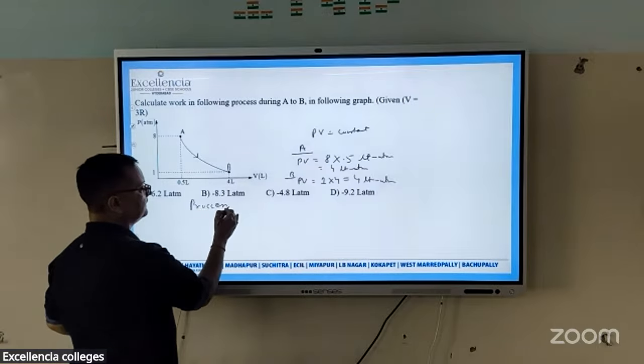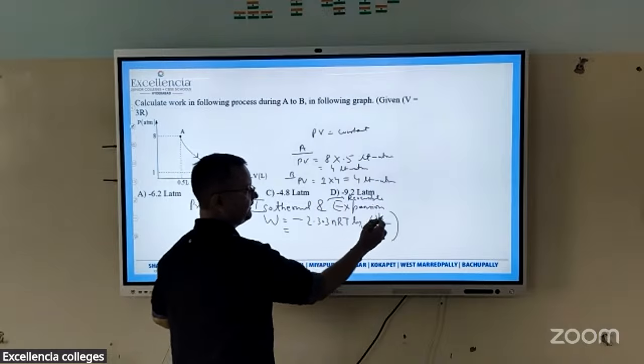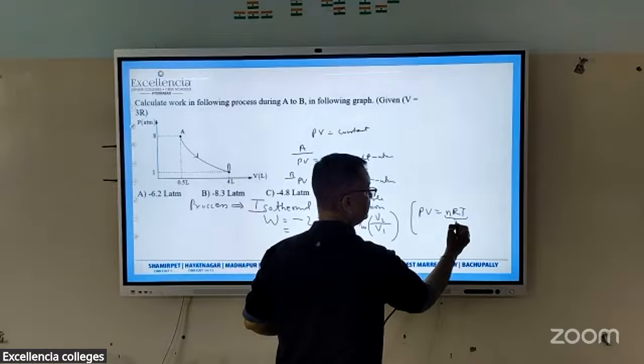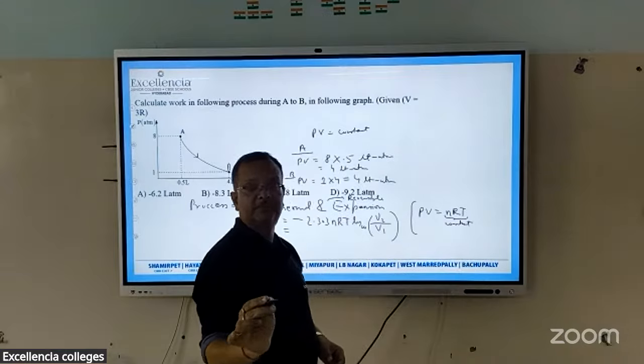But again, one change is here: temperature is not given in this question. But no problem, you know PV is constant now. So what is PV equal to? nRT. So in place of nRT, we can put PV. We can put PV at either the initial or final point, because PV equals nRT and nRT is constant.